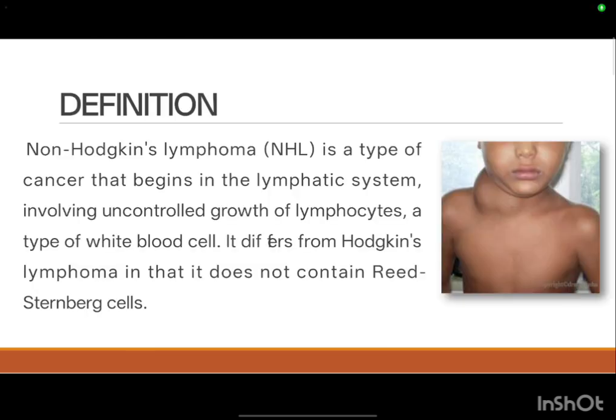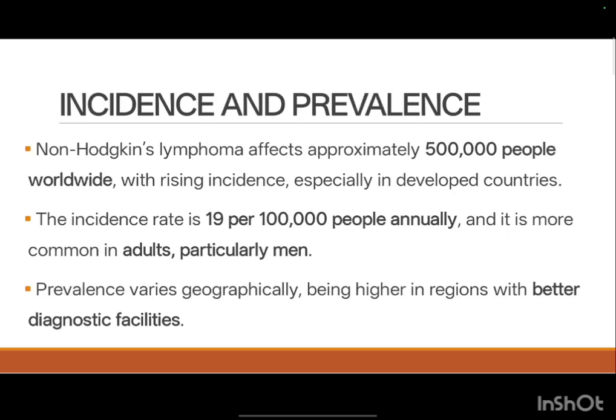Non-Hodgkin's lymphoma is a type of cancer that begins in the lymphatic system, involving uncontrollable growth of lymphocytes, a type of white blood cells. It differs from Hodgkin's lymphoma in that it does not contain Reed-Sternberg cells. Incidence and prevalence. Non-Hodgkin's lymphoma affects approximately 5 lakh people worldwide, with rising incidence, especially in developed countries. The incidence rate is 19 per 1 lakh people annually.